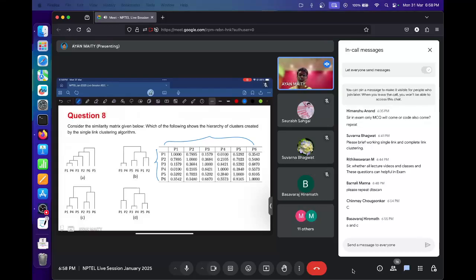The difference between a distance matrix and a similarity matrix is that in case of a distance matrix, you would merge two clusters with the least distance value, but in case of similarity, it is exactly the opposite, because similarity is inverse of distance. So you would merge two clusters with the highest similarity.